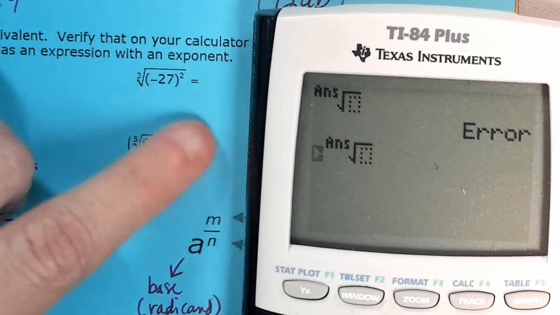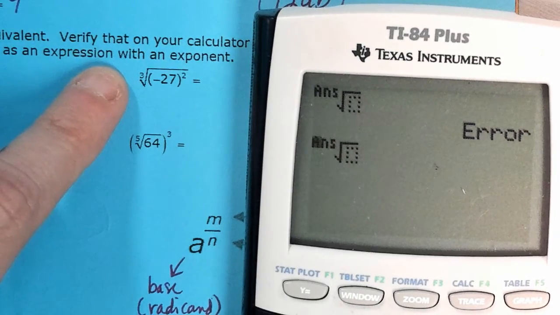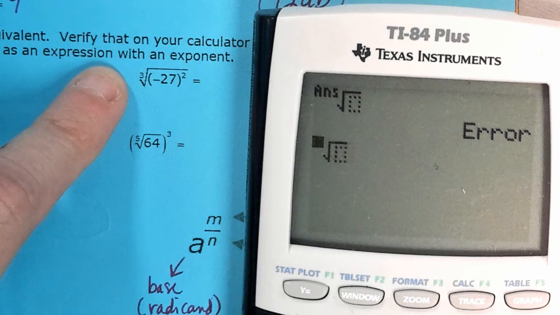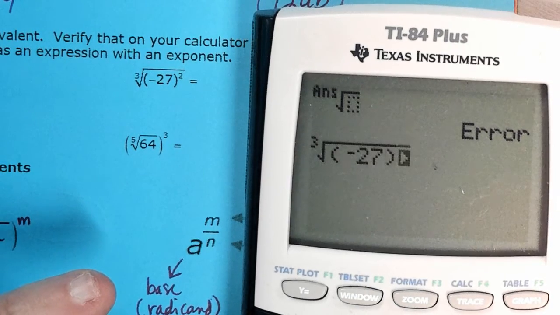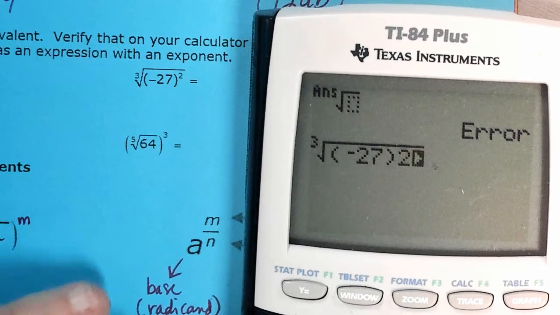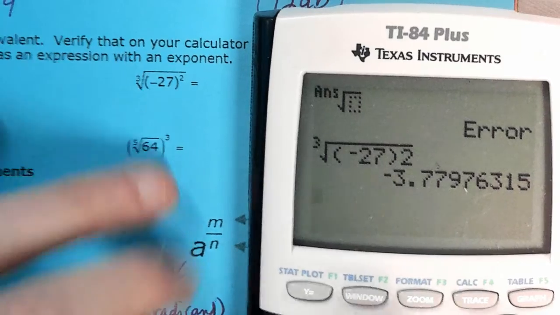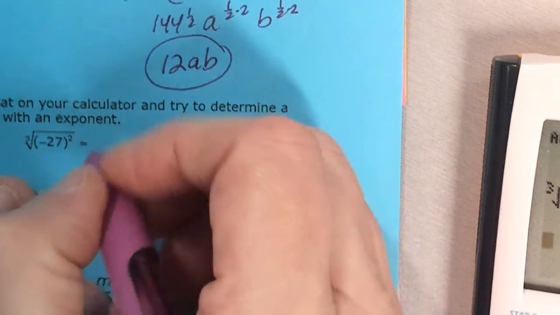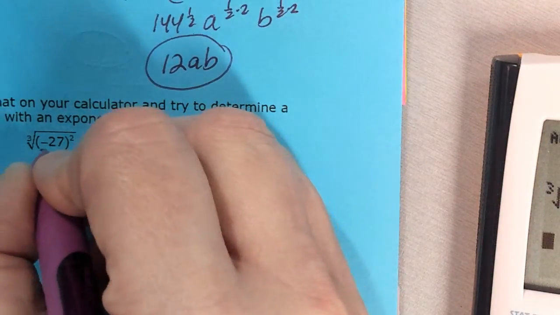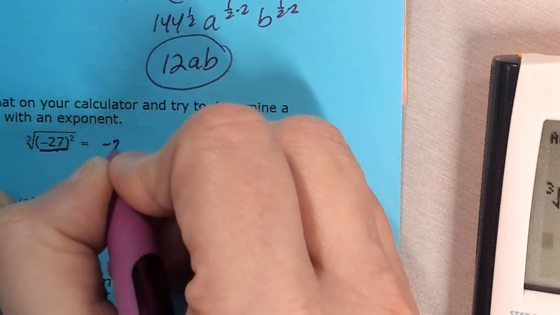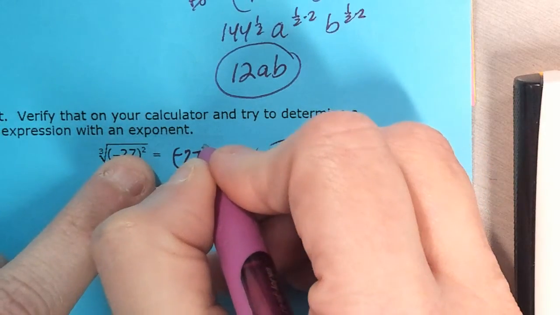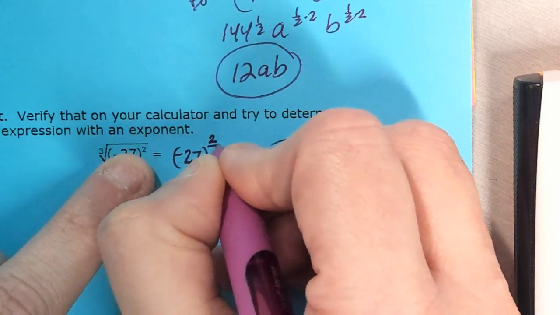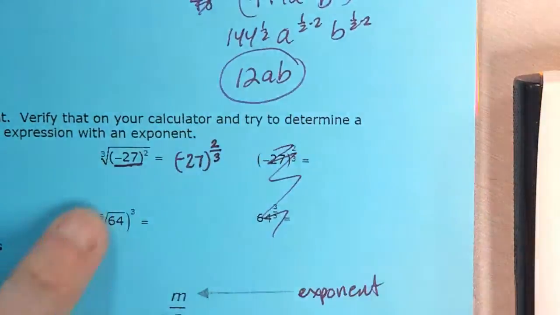I'm going to put exactly what I see there. So I see the cube root of parentheses negative 27 squared, and it gives me that. If I were writing this as a rational exponent, the radicand would become my base, the exponent would stay the numerator, and the index would become the denominator.